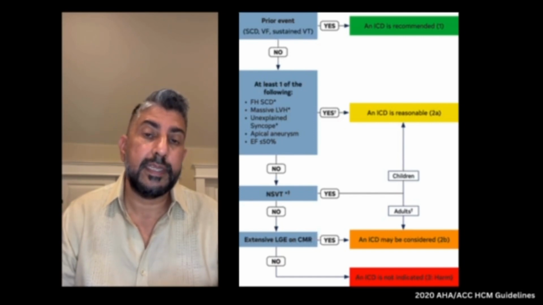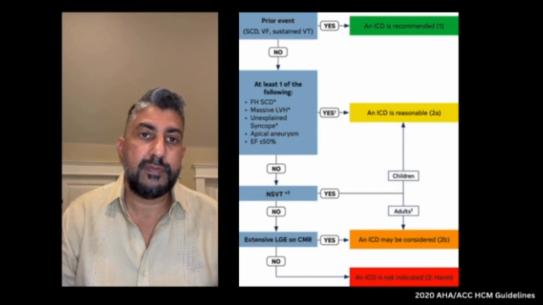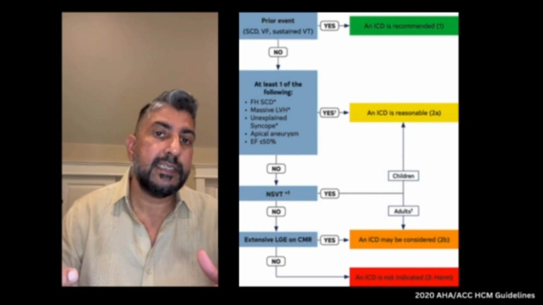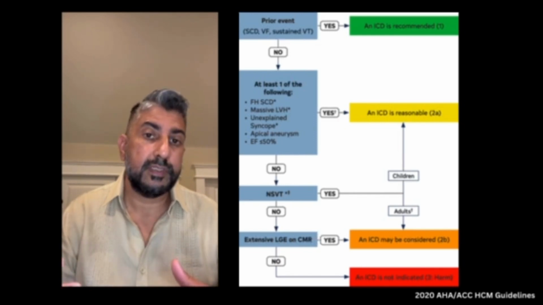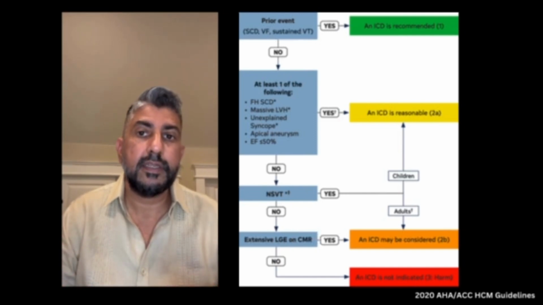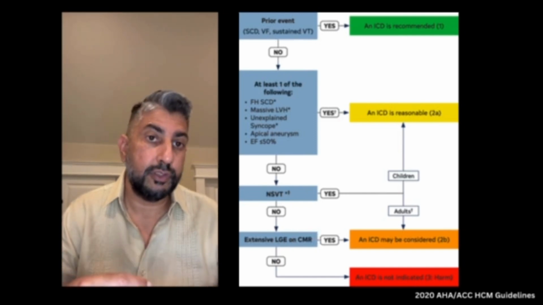That's a 2A recommendation. Let's say you have none of those risk factors, but you have NSVT. If they're a child, who has a higher risk of arrhythmias, then you can consider it. If they're an adult, then it's a lower recommendation, 2B.